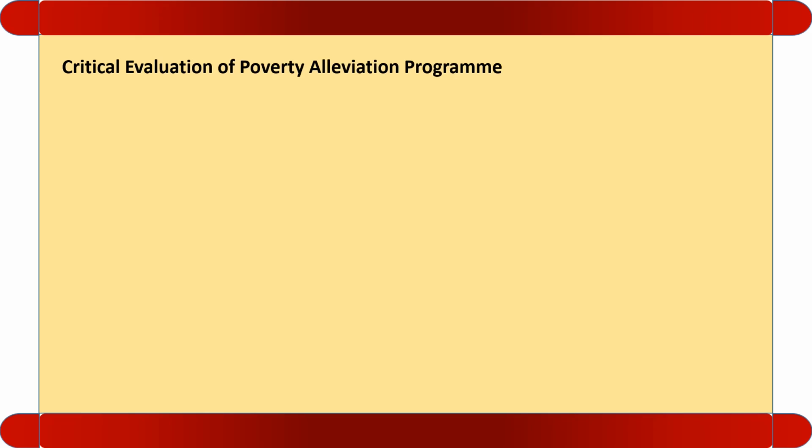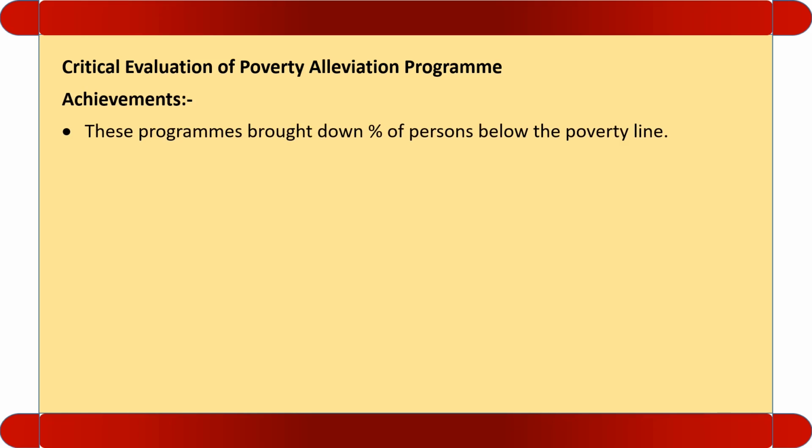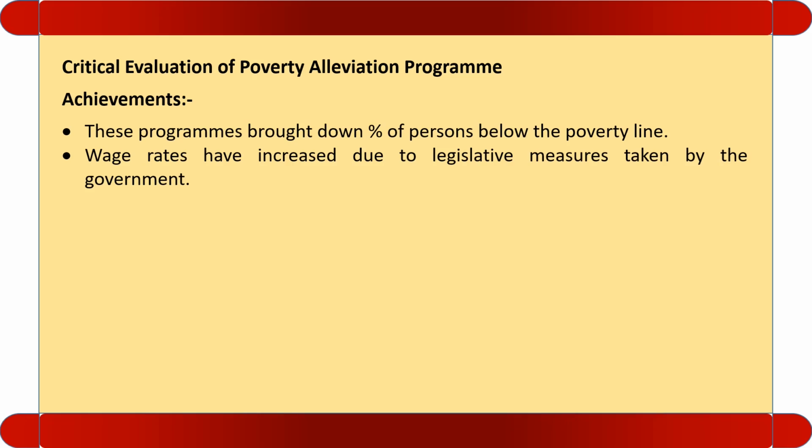Now let us see the critical evaluation of poverty alleviation programs. Firstly, let us see the achievements. These programs brought down the percentage of persons below the poverty line. The second achievement is that wage rates have increased due to legislative measures taken by the government. So the achievements are, firstly, the number of people below the poverty line has reduced. Second, wage rate has increased.